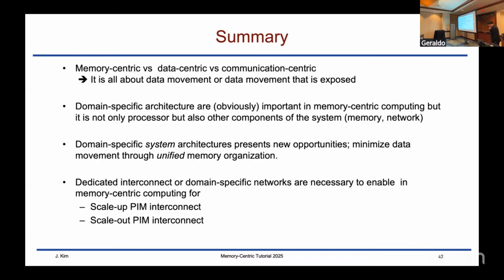So here's a summary of what I've talked about. You could call it memory-centric, you could call it data-centric, you could call it communication-centric. I would argue the key thing is it's all about data movement, but like I said at the beginning, it's all about data movement that gets exposed. And given that we're living in an era of memory-centric computing, as well as domain-specific architectures, we should look at them both carefully and see what the opportunities are in terms of minimizing or optimizing data movement.